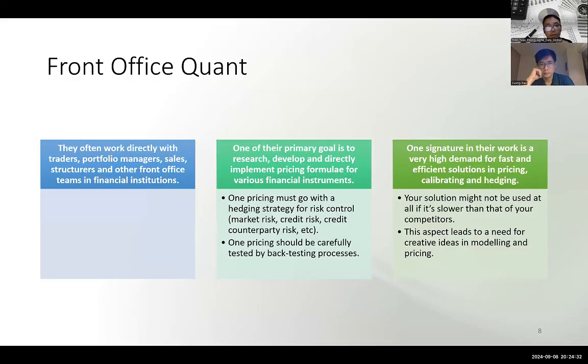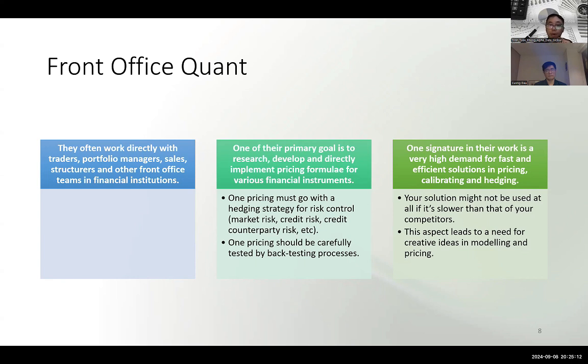Now let's come first with the front office quant. Maybe this is the type that I'm most familiar with, because I used to be a front office quant. The signature of this profession is that they often work directly with traders, portfolio managers, sales, structurers, and other front office teams in financial institutions. Normally, administratively, they belong to the front office, right?